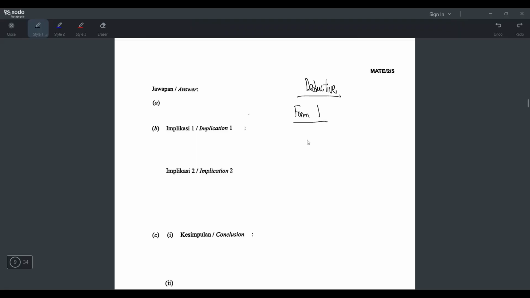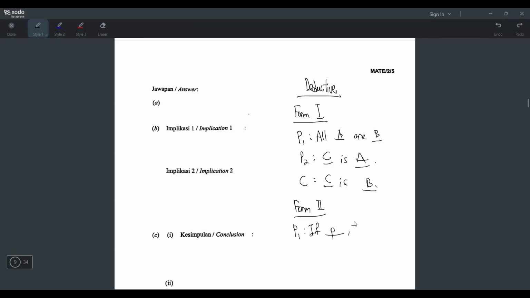Form number 1 will look like this. Premise 1: all A are B. Premise 2: C is A. Conclusion: C is B. This is form number 1. Then form number 2: premise 1 will be if P then Q. It will be an implication format. If P then Q, so this is the implication.